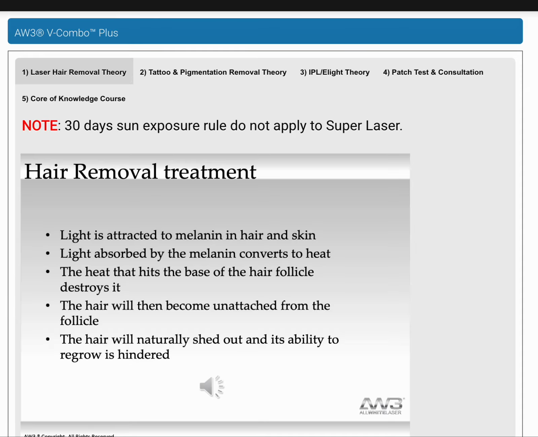The light is attracted to the melanin found in the hair and skin. The light absorbed by the melanin then converts to heat. The heat that hits the base of the hair follicle destroys it. The hair will then become detached from the follicle and will naturally shed out, resulting in its ability to regrow being hindered.